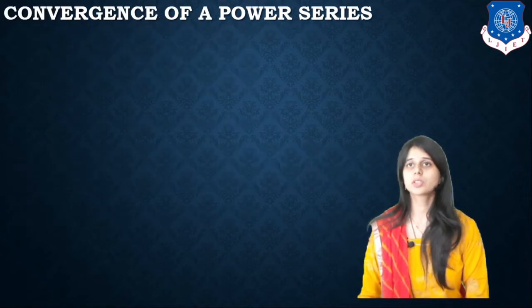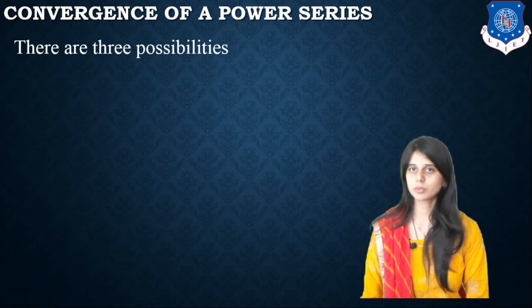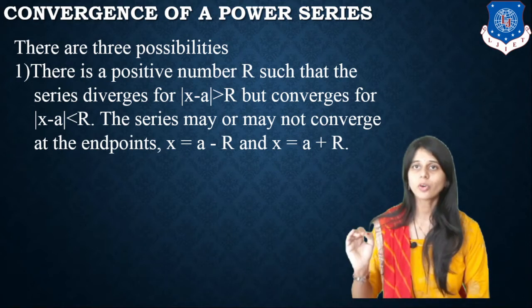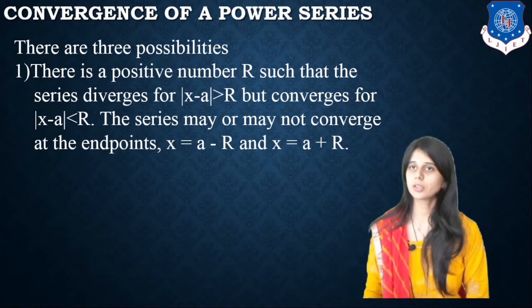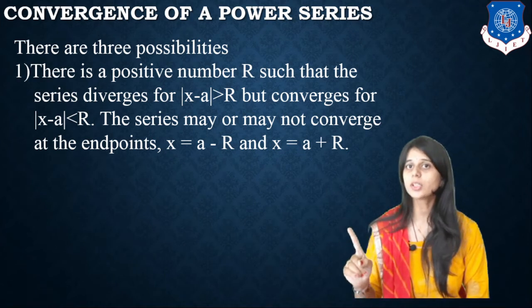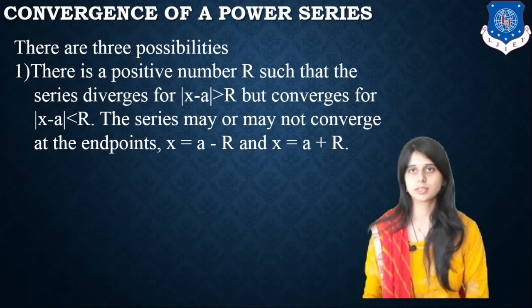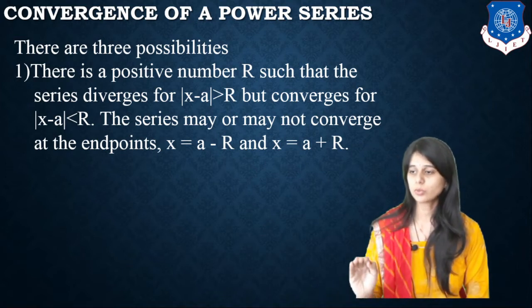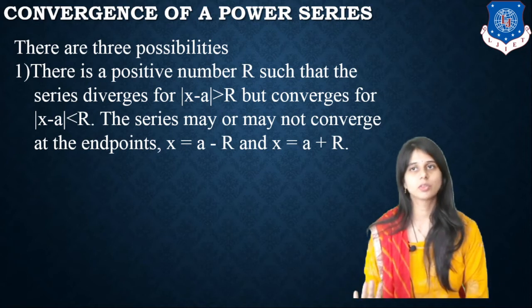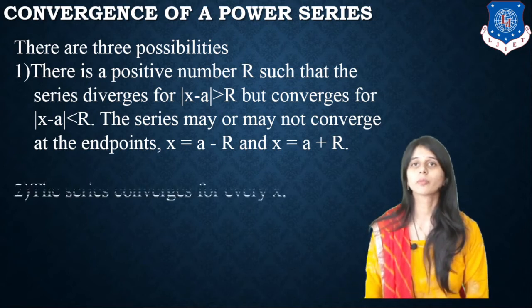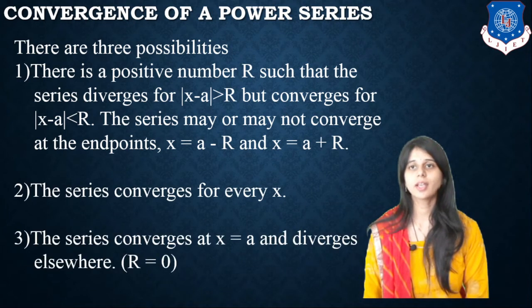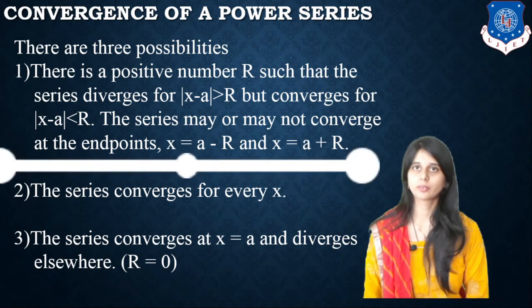Okay. Now, convergence of the power series. There are a total of 3 possibilities. First, there exists a positive number r such that the series diverges for modulus of x minus a greater than r, but converges for modulus of x minus a less than r. The series may or may not converge at the endpoints, that means x equal to a minus r and x equal to a plus r. Second, the series converges for every x. Third, the series converges only at x equal to a and diverges elsewhere.